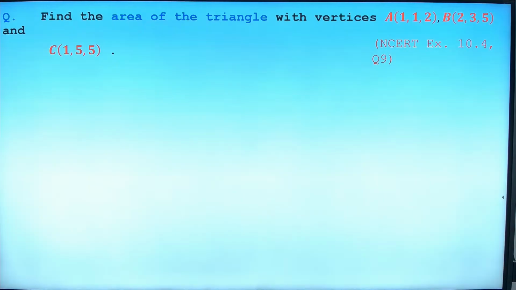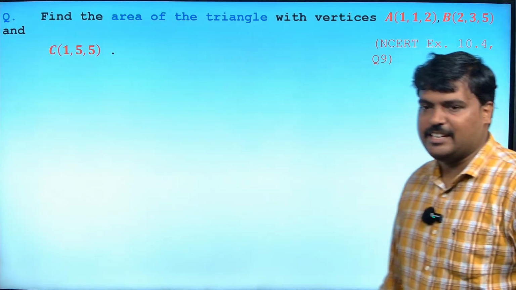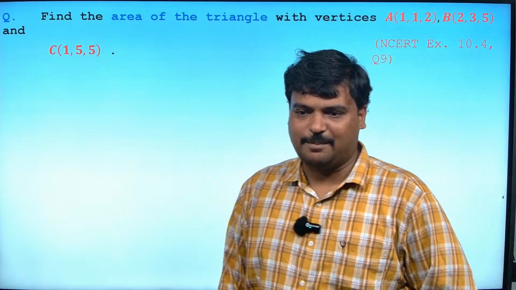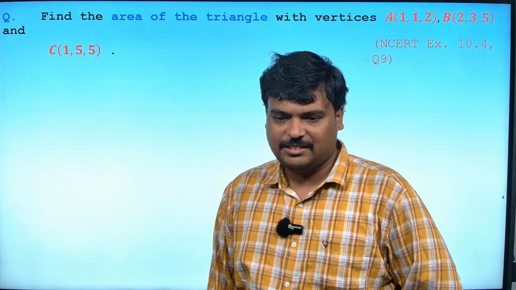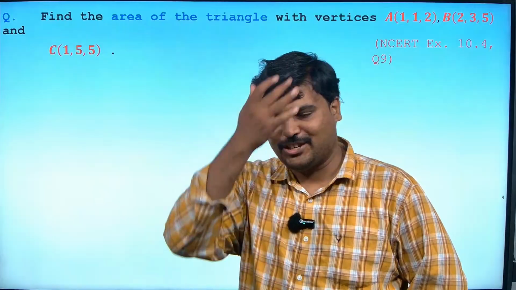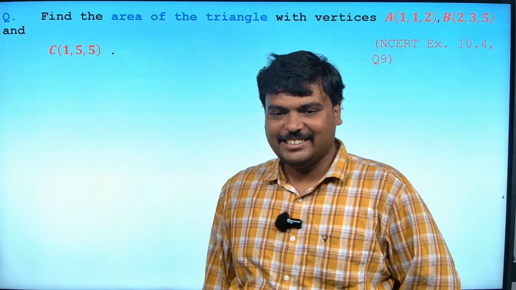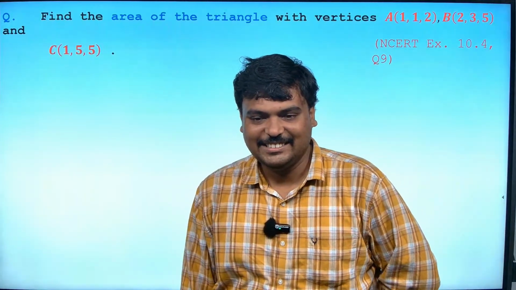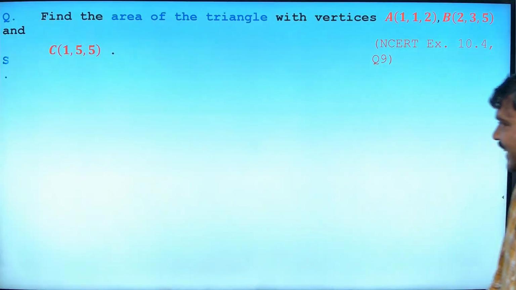So find the area of the triangle with the vertices 1, 1, 2, 2, 3, 5, 1, 5, 5. சார் எனக்கு ஏற்கனவே ஏரியா ஆஃப் ட்ரையாங்கிள் ஃபார்முலா நீங்க ஒரு இடத்துல படிச்சீங்க, எங்கன்னு சொல்லுங்க. டேய் டிட்டர்மினன்ட்ஸ்ல படிச்சோம்டா. கரெக்டா இல்லையா? So same thing guys, nothing else.